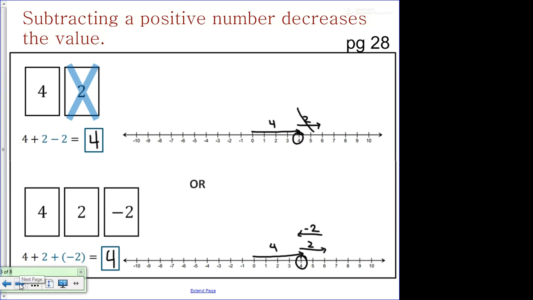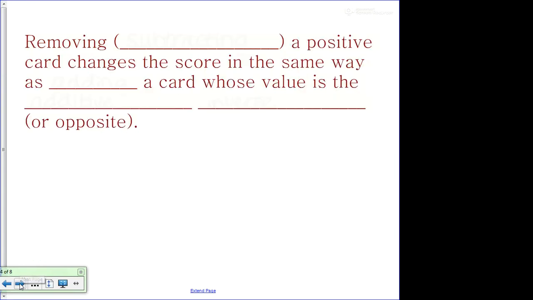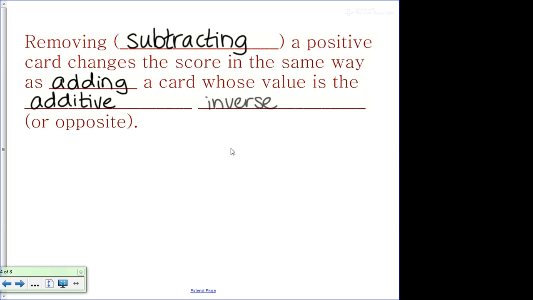Well, at the very bottom of page 28, we have some blanks to fill in. That means that removing or subtracting a positive card or just any positive number is the same as adding a card or a number that's an additive inverse. Right? That's what we just did. We can take away 2 or we can add a negative 2 and we got the same number. So subtracting is the same as adding the opposite, or the additive inverse. And we're going to say this a whole lot of times this unit. Subtracting is adding the opposite.